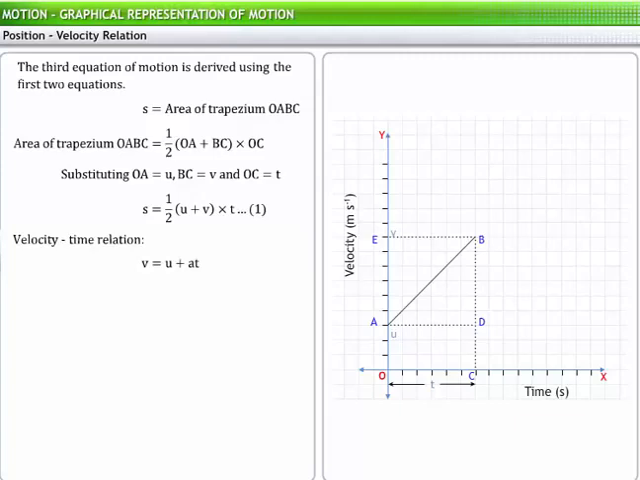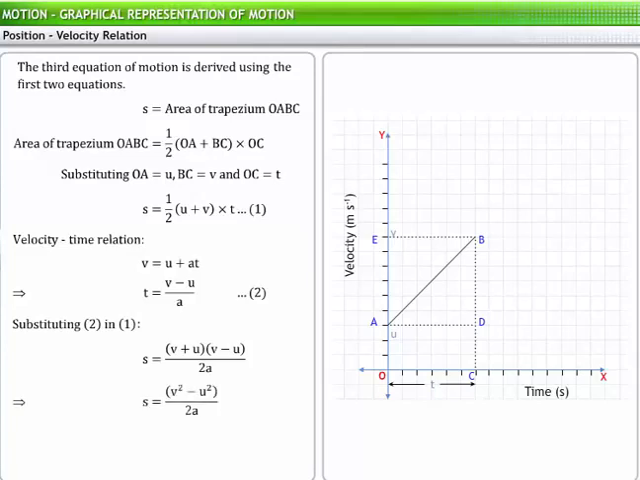Rearranging the velocity-time relation, we get T is equal to V minus U divided by A. Let's call this equation 2. Substituting equation 2 in 1, we get S is equal to V plus U multiplied by V minus U whole divided by 2A. By simplifying this expression, we get the position-velocity relation. That is, 2AS is equal to V square minus U square.